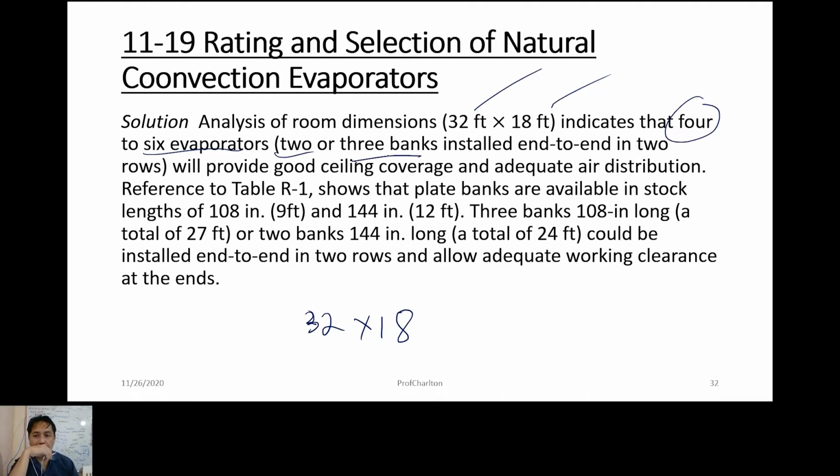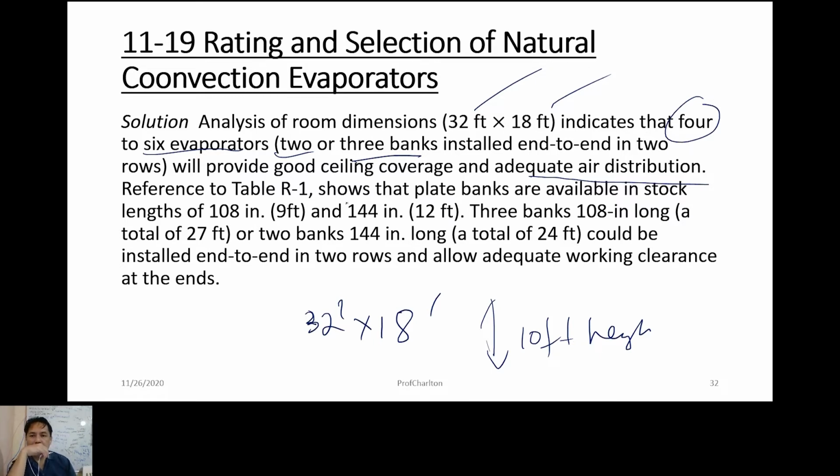Para palamigin yung 32 feet by 18 feet na room, tapos 10 feet yung height, no? 10 feet ang height. Yan, no? Will provide the good ceiling coverage and adequate air distribution. So may mga na-compute na yon, marami nang nagtrabaho doon for so many years, that's why they know this, no?